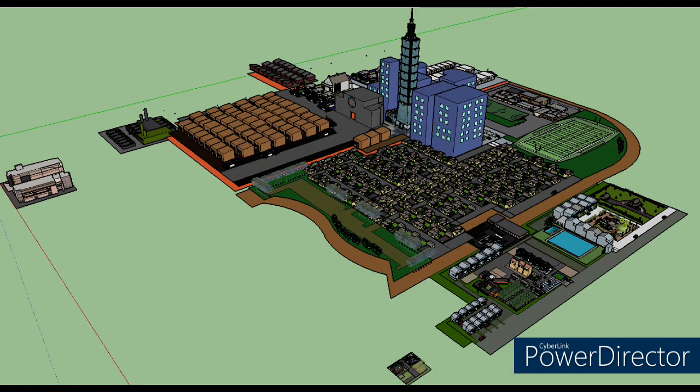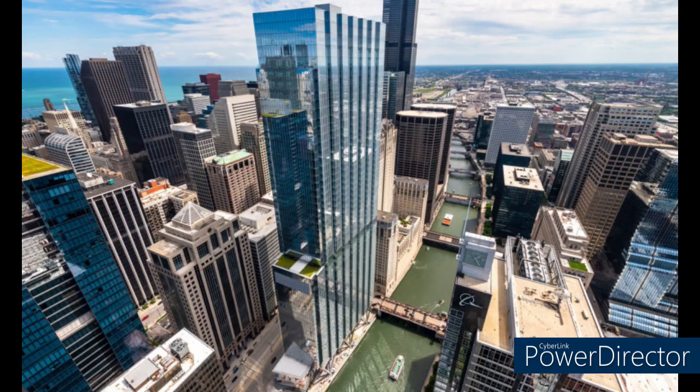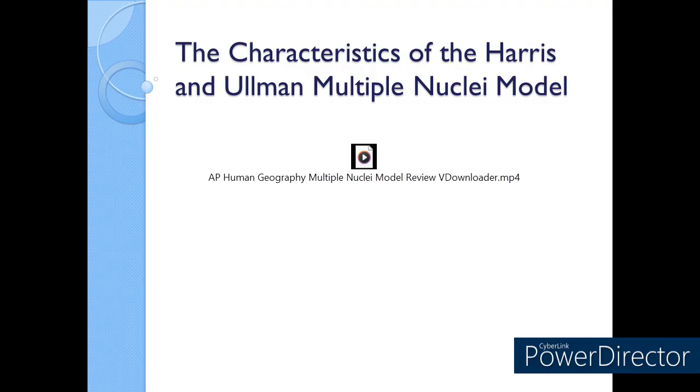As we move along, we get to find out that it actually makes a lot of sense that the scholars at the University of Chicago developed many of these land use models because Chicago was a city that saw rapid growth in the 18th century. So let's look at the characteristics of the Harris and Ullman multiple nuclei model in more depth, and I'll share with you a video that will further explain the characteristics of this model.